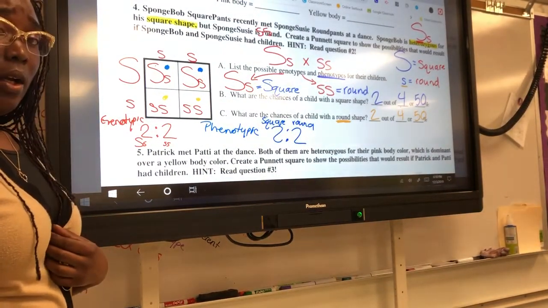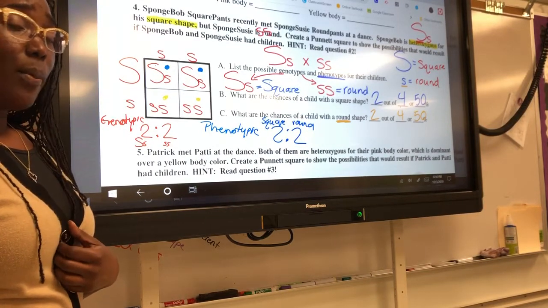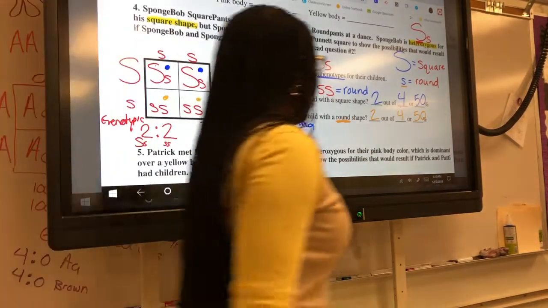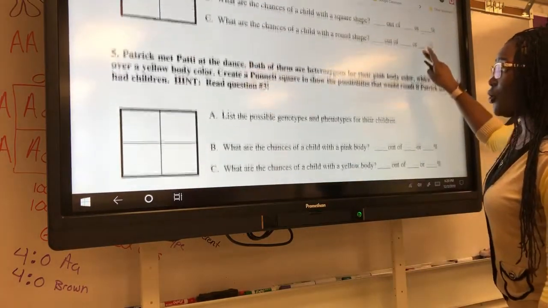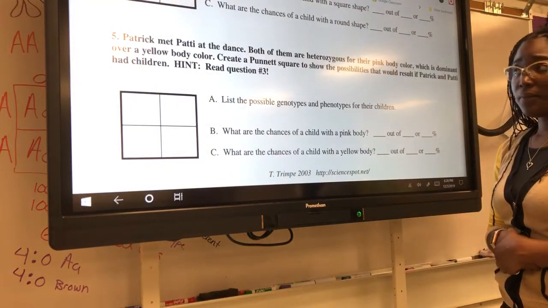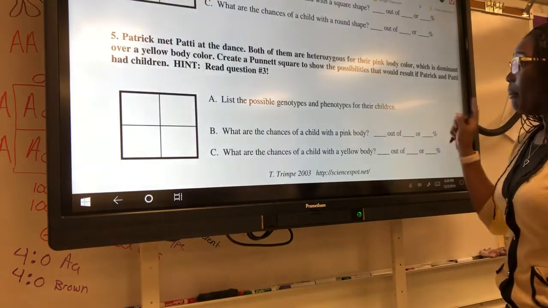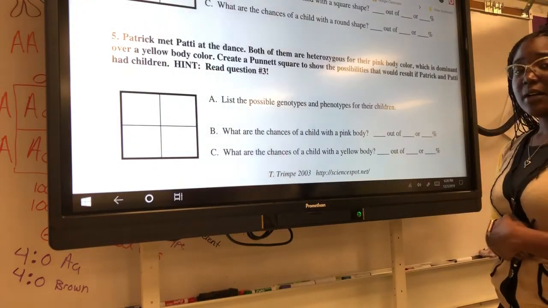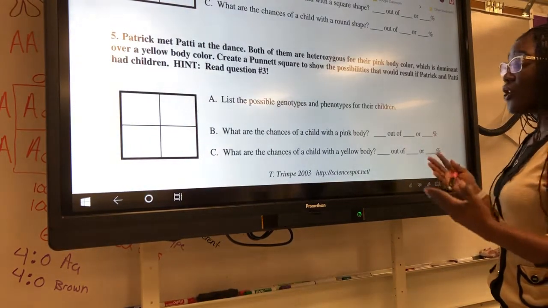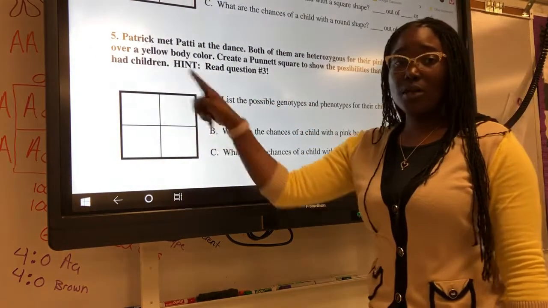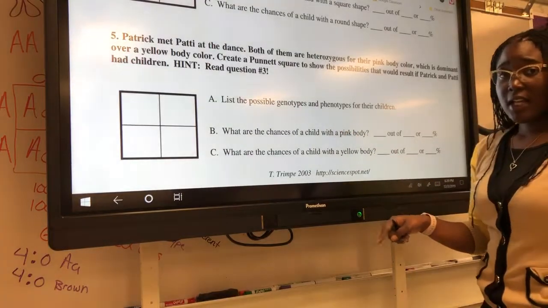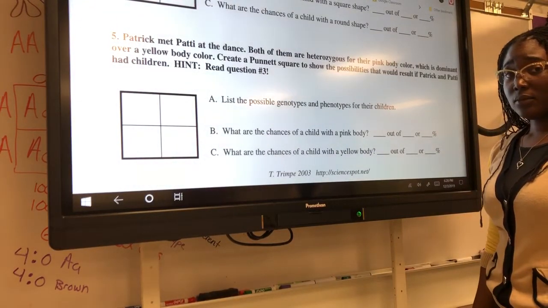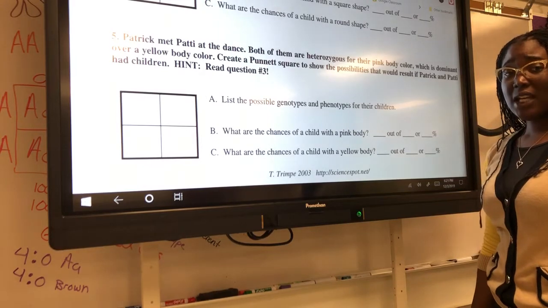What I want you to do, I want you now to work out the remainder of the problems on your own. What I want you to make sure you do, highlight vocabulary words. Once you highlight vocabulary words, make your key. Once you make your key, figure out the genotypes of the parents. Once you know the genotypes of the parents, fill in the Punnett square and answer these questions. Anytime you get confused, rewind the video, watch it again, or look at your notes on page 74.